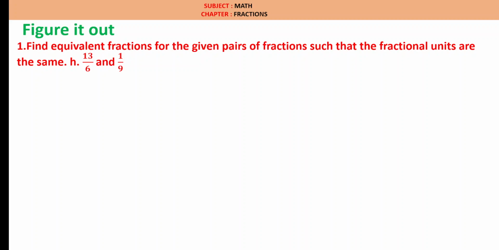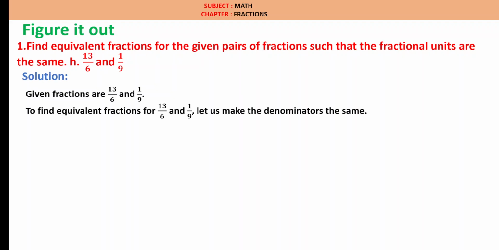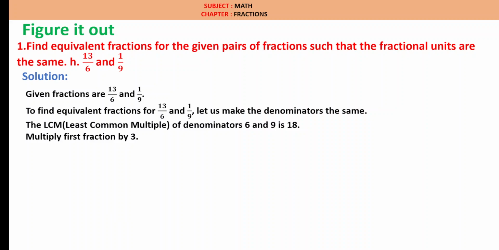Figure it out. 1h. Find the equivalent fraction for given pairs of fractions such that fractional units are the same. H. 13 by 6 and 1 by 9. Solution. Given fractions are 13 by 6 and 1 by 9. To find equivalent fractions, we need to make the denominators the same. LCM of 6 and 9 is 18.